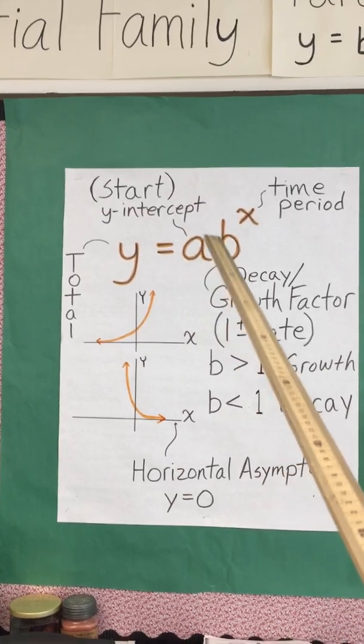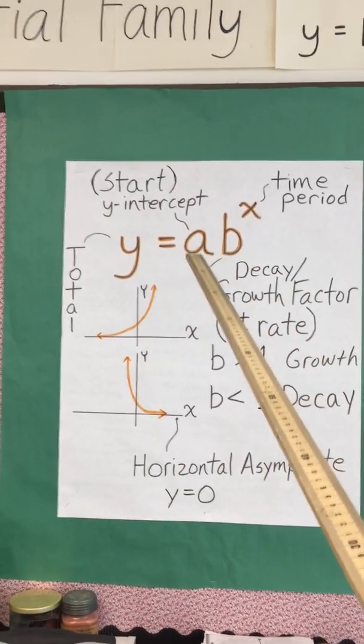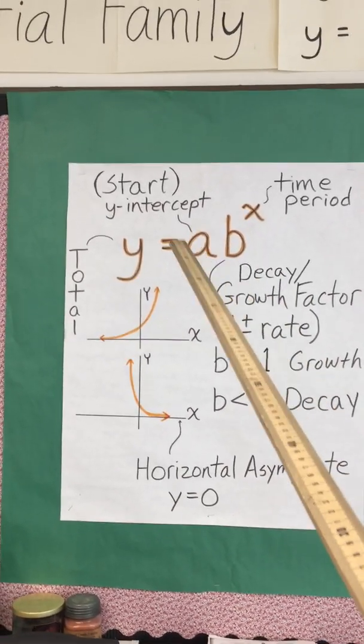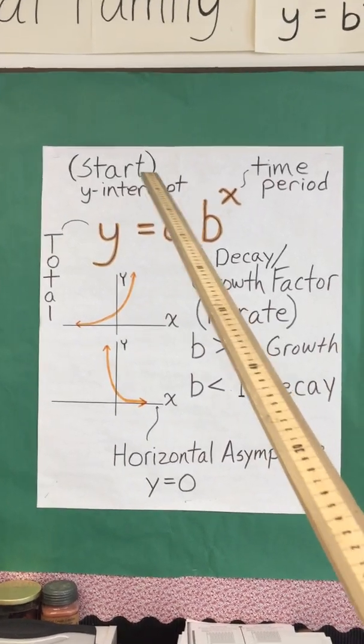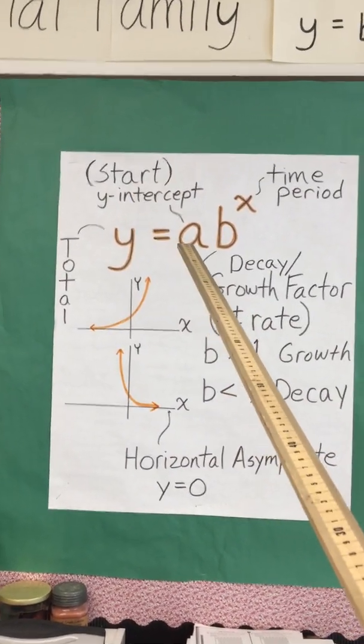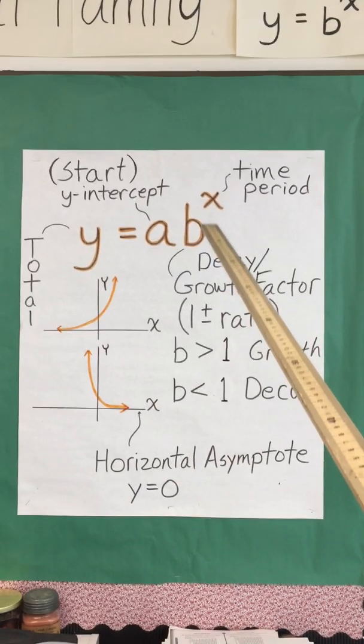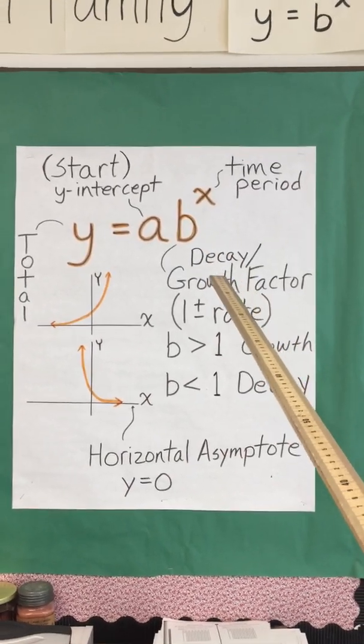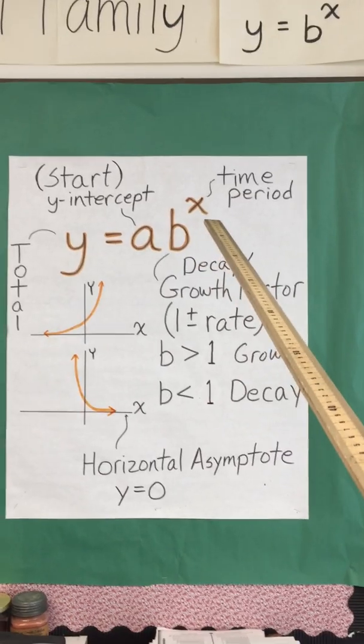This first number up here that's not being raised to the x, the one that's by itself, these are being multiplied together. This first number without the x is the starting amount. It's your y-intercept. How much did you have at time 0? The b is the growth or decay factor, because these are either going to be growing or they're going to be decaying. And x is the time period.